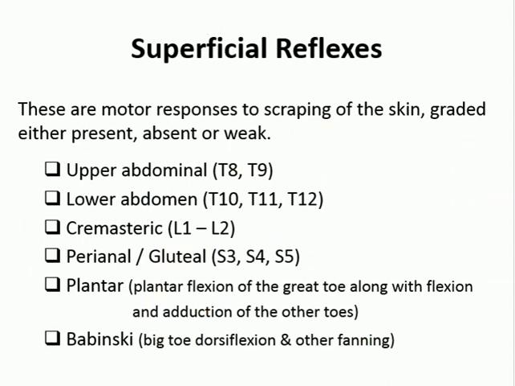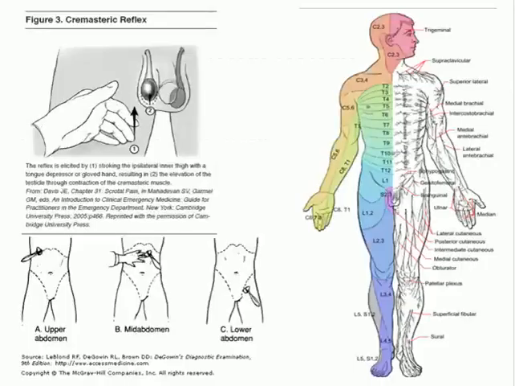Superficial reflexes. These are motor responses to the scraping of the skin, graded as present, absent, or weak. Upper abdominal is innervated by T8 and T9. Lower abdominal is innervated by T10, T11 and T12. Cremasteric is L1 and L2. Perianal or gluteal is innervated by S3, S4 and S5. Plantar superficial reflex: plantar flexion of the great toe along with flexion and adduction of the other toes. And Babinski's reflex is dorsiflexion of the big toe and fanning of the other toes.